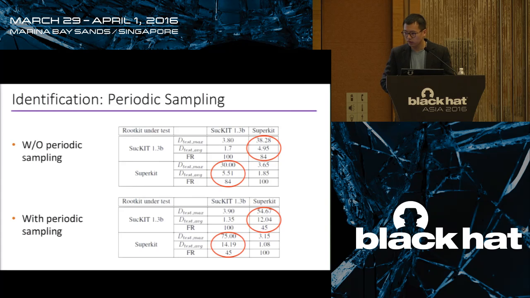Okay, so the first table is the result when we have no periodical sampling. As you can see, the deviation is very close to the threshold. And the second one is when we add periodical sampling, right? You can see that we can significantly distinguish these two rootkits.